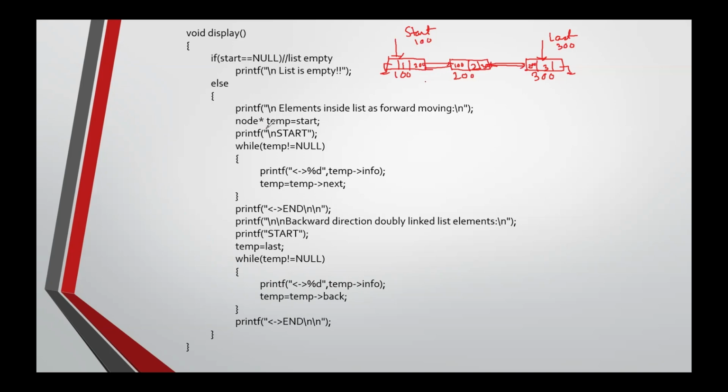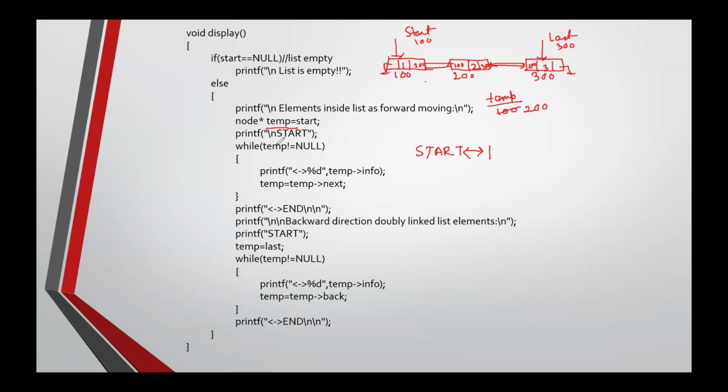After that, what does temp store? The start value. So now temp stores 100. Printf the start symbol. While temp not equal to null, yes, it is true. If it is true, then this symbol will print. Then what will it print? Temp info. What is temp? 100. What is the information part of 100? 1. So it will print 1. Then temp equal to temp next. Temp is 100, 100 next is 200. Right now temp is 200.